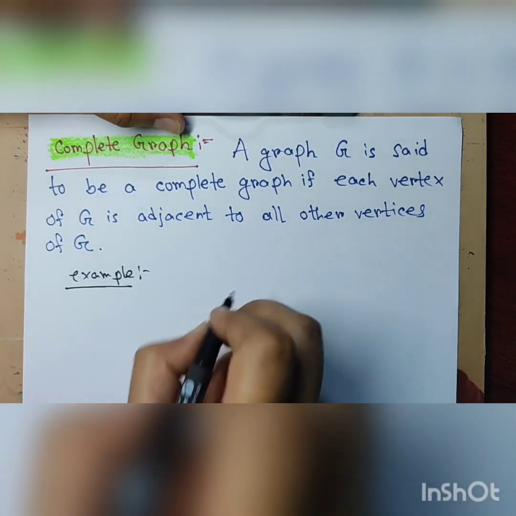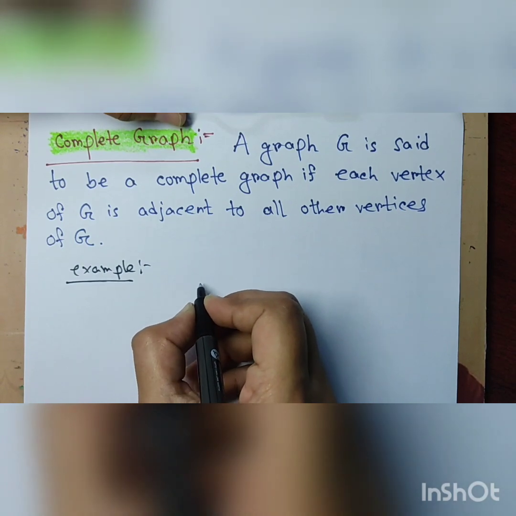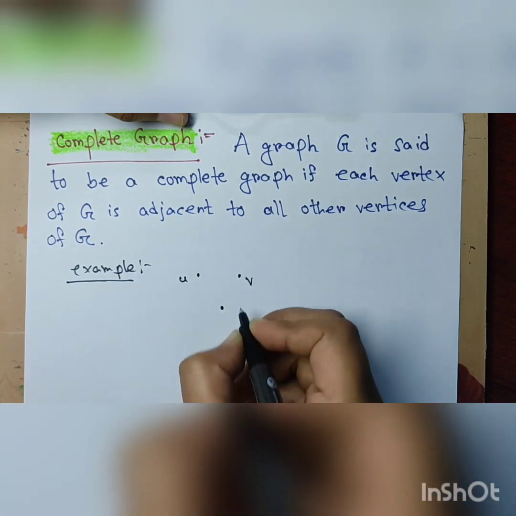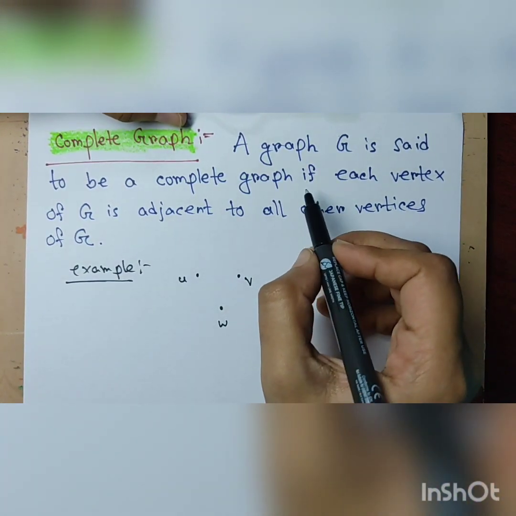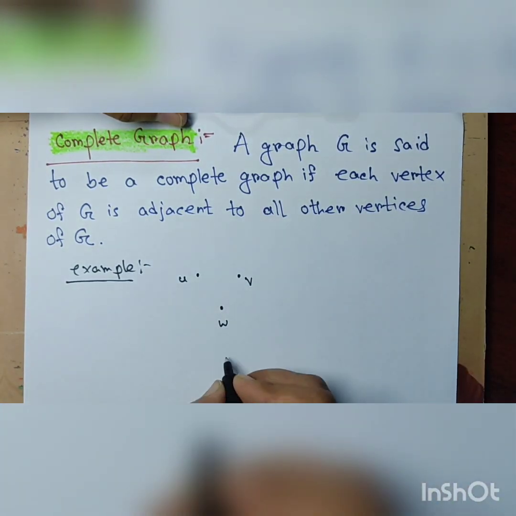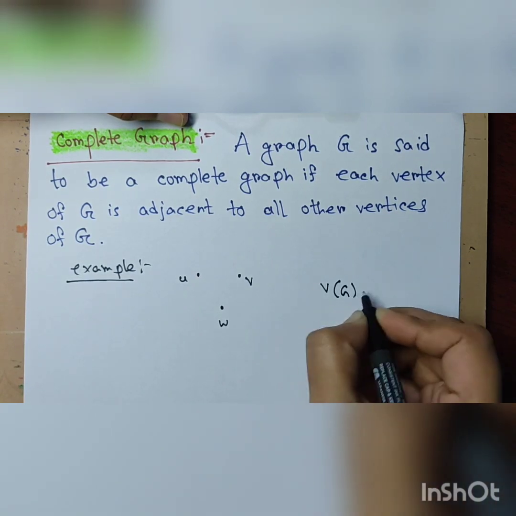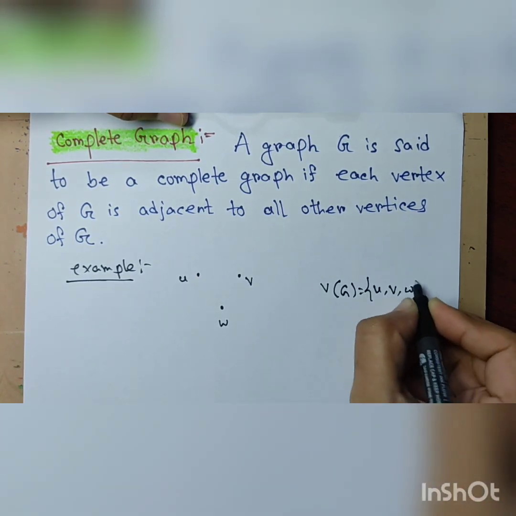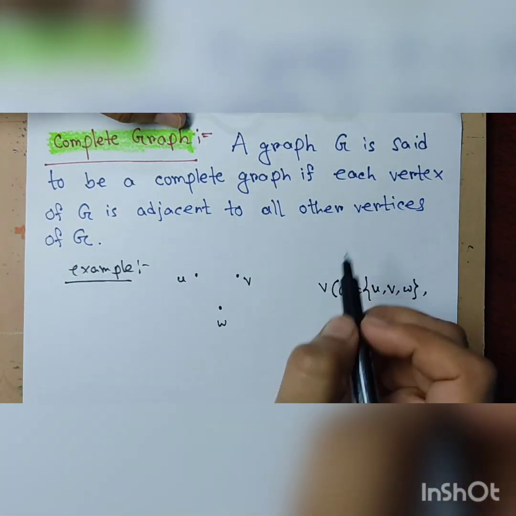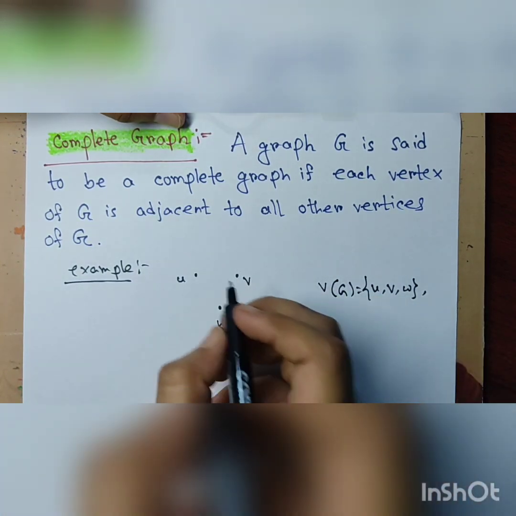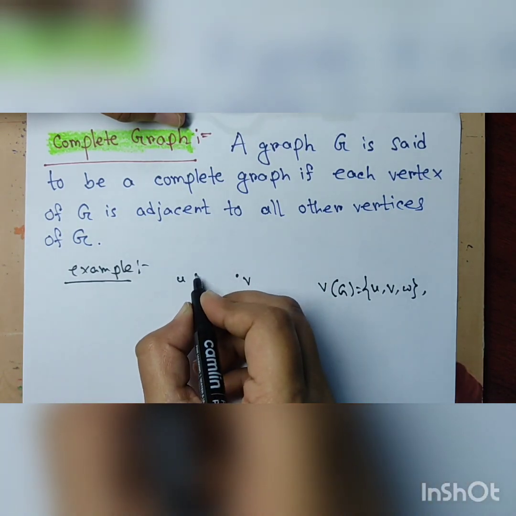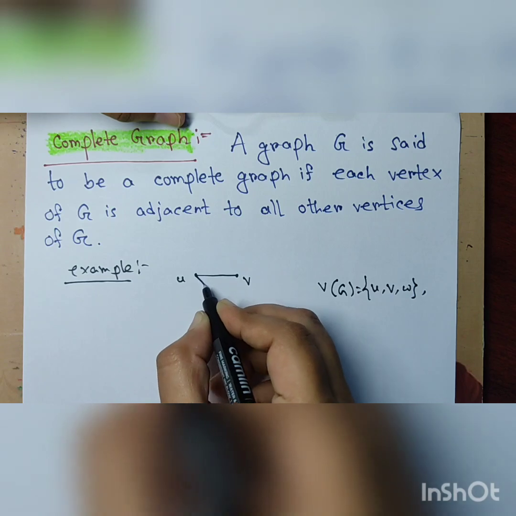So in this graph, say for example, there are three vertices, u, v and w. This will be called a complete graph if each vertex of G, this graph is G, and the vertex set of G is u, v and w, is adjacent to all other vertices. So u will be adjacent to the other vertices, that is v and w. So u is adjacent to v and u is adjacent to w as well.